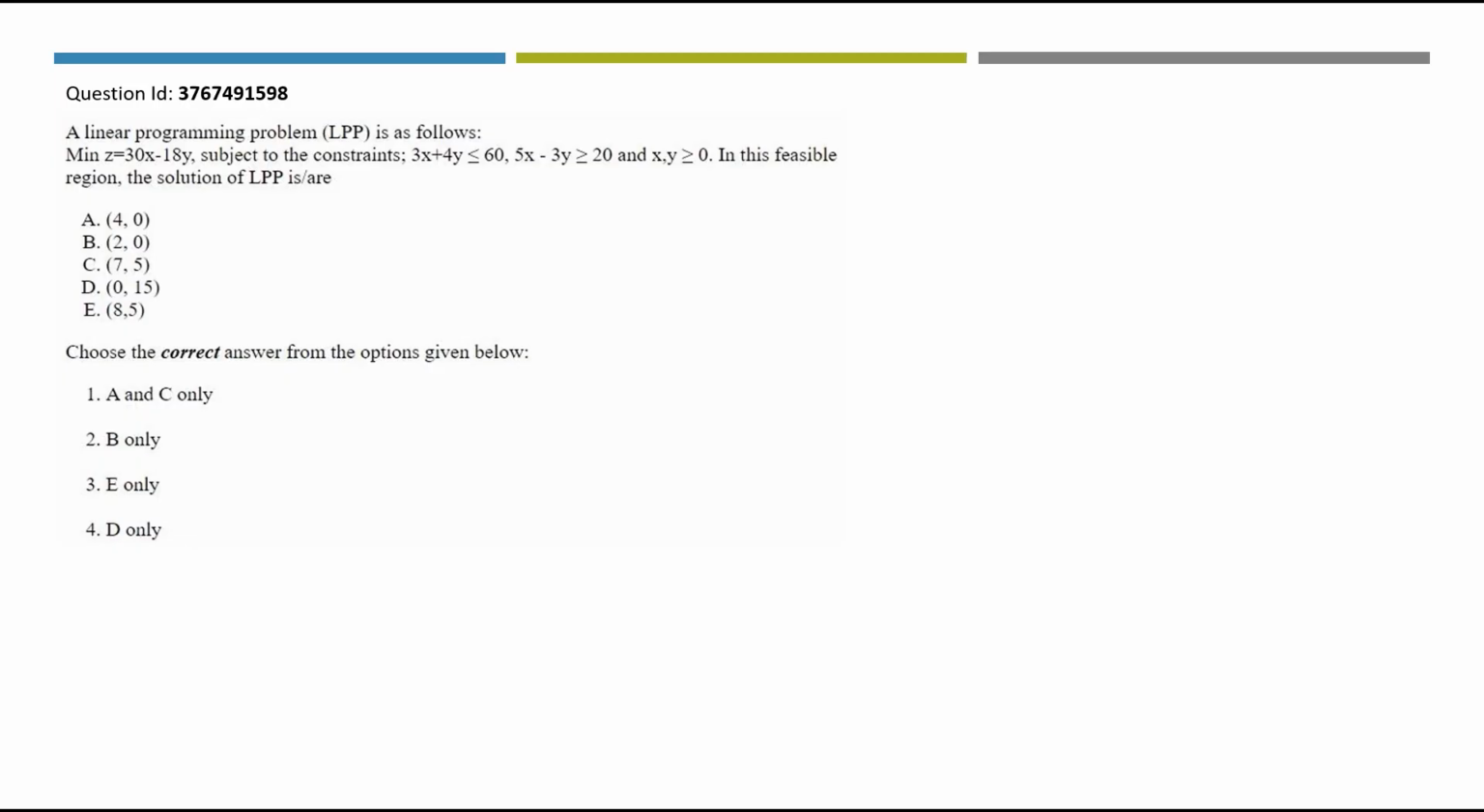So we have to check whether A is a solution or not. If A is definitely a solution, then we can mark A and C only without checking C as per this question. So let's learn how to do it. Let's substitute the points into the constraints to see which ones satisfy all conditions. Let's take the points in A, B, C, D and E.